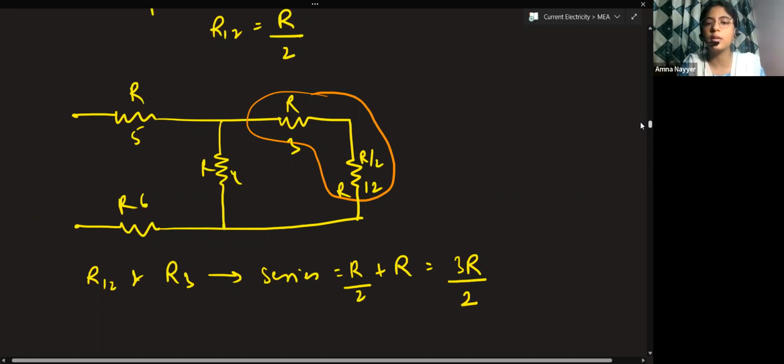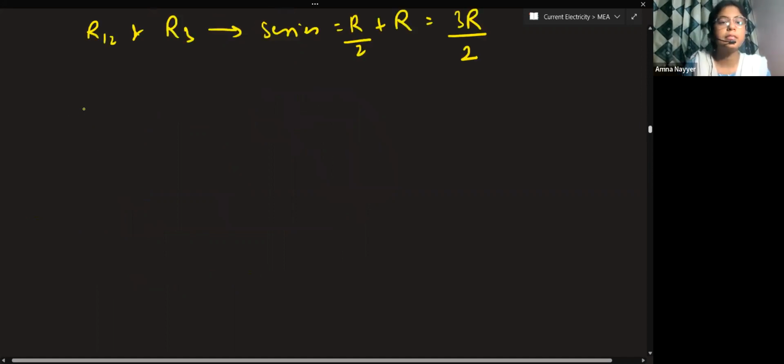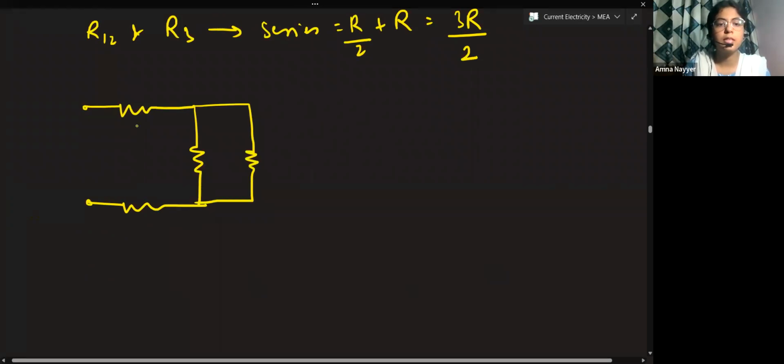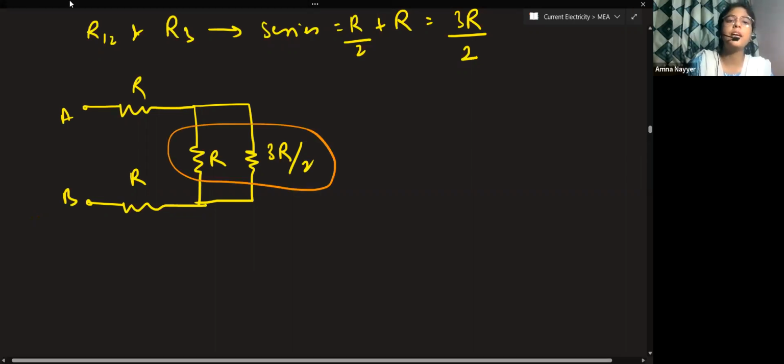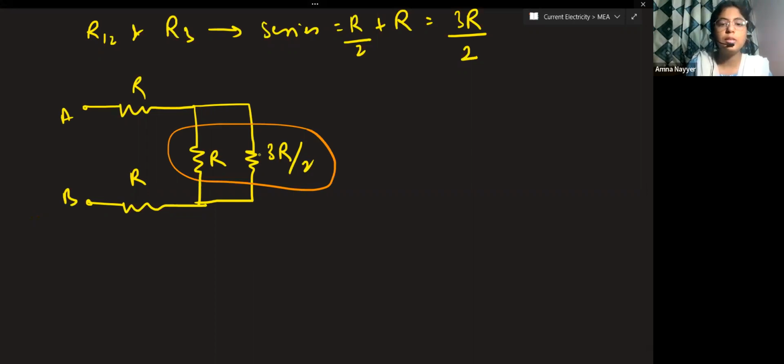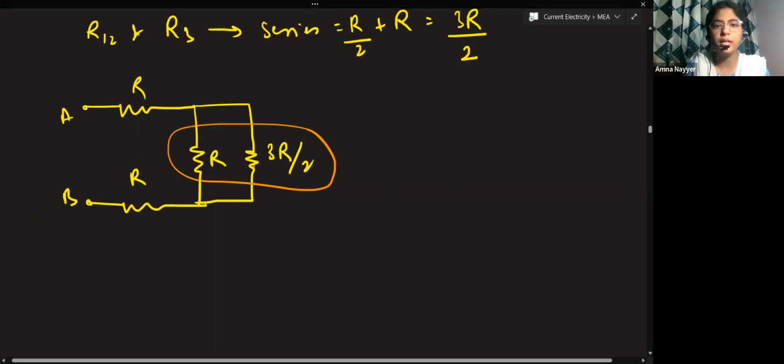Now, how does your circuit look like? Here it is R, here it is R, and instead we have 3R by 2 over here. Yes, good. Khalid, your answer is also right. This is between A and B. Now, if you look at 3R by 2 and R by 2, both of these are connected in parallel combination again. So this is R1, 2, 3, and this is 4, 5, and 6.